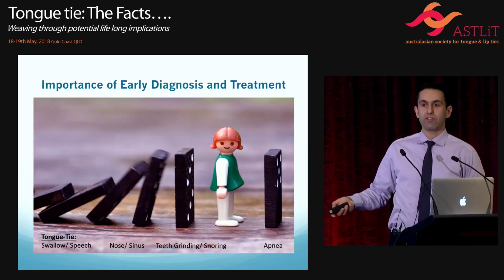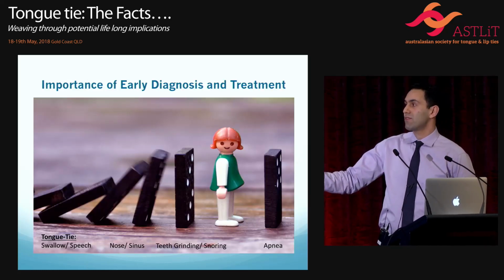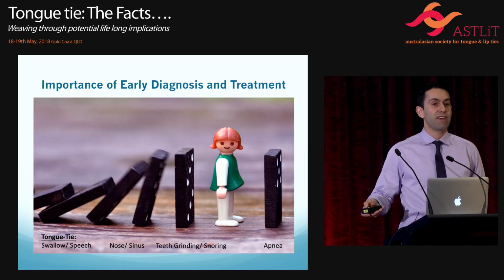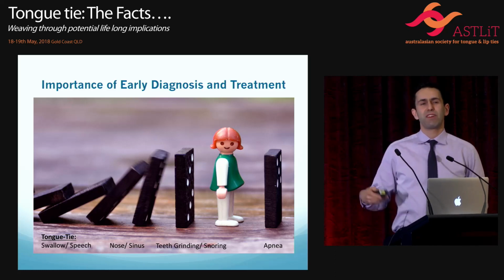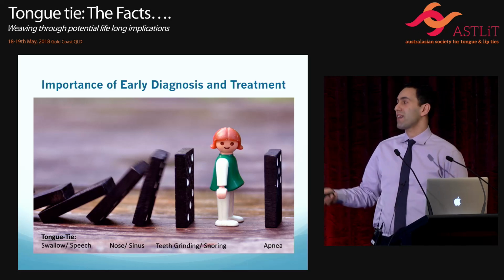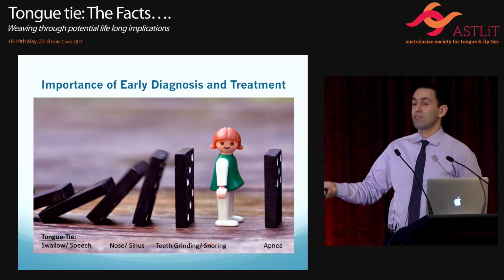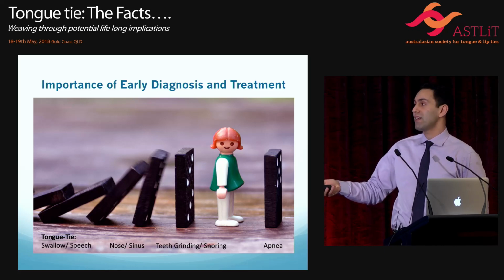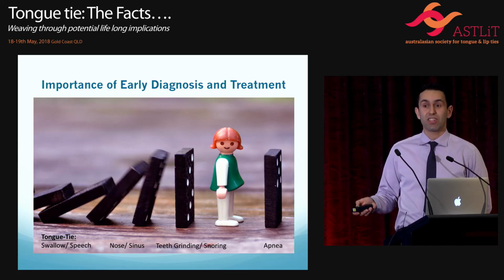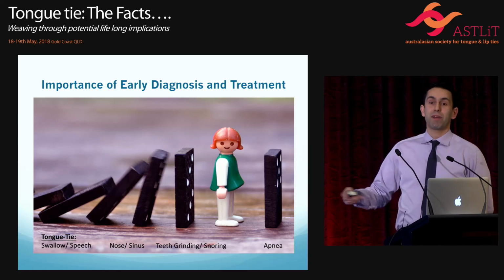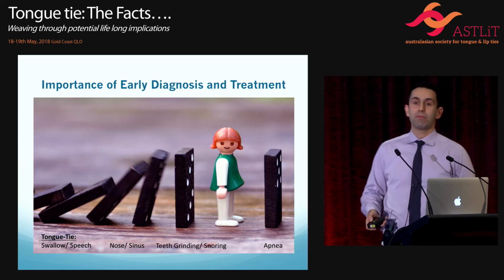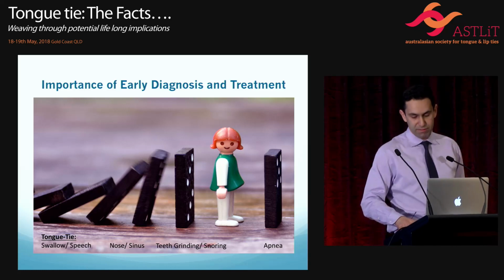tongue tie is an important issue. We're appreciating that when it's very, very severe early on in life, it can affect swallow and speech issues. But if it goes undiagnosed, it may affect the development of the maxillofacial skeleton, contributing to a narrow, high-arched palate, and that'll set you up for nasal obstruction and sinus issues. And if that perpetuates, you may get problems with obstructive sleep apnea later in life.